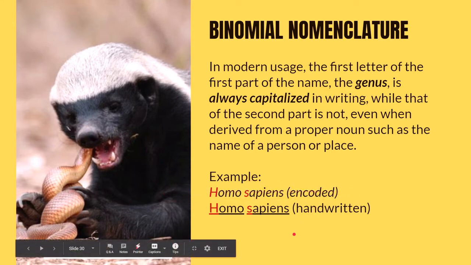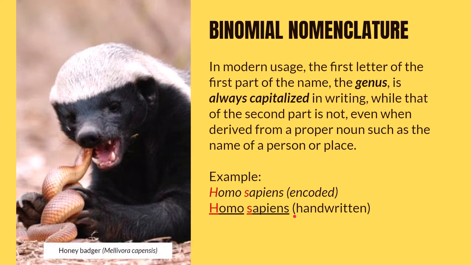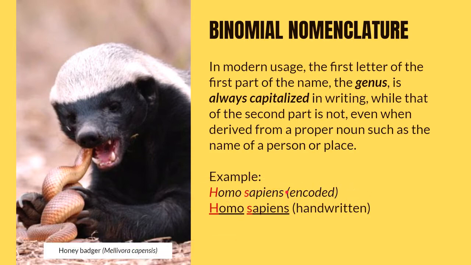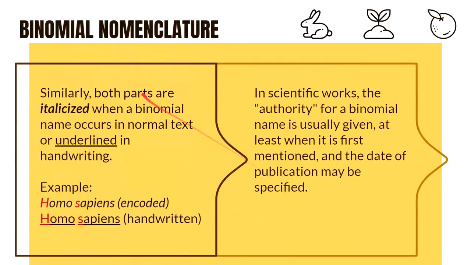However, when it is handwritten on paper, you do not italicize it, but you underline the genus name separately from the species name. So the genus name is underlined, followed by the second part underlined. Why not italicize? We only italicize when we are encoding it. So both parts are italicized in normal text when encoded, or underlined in handwriting.